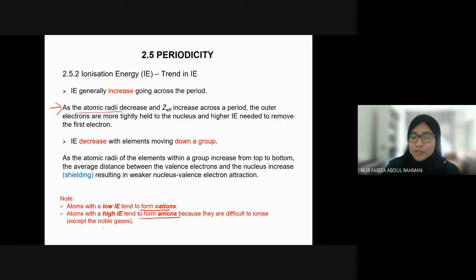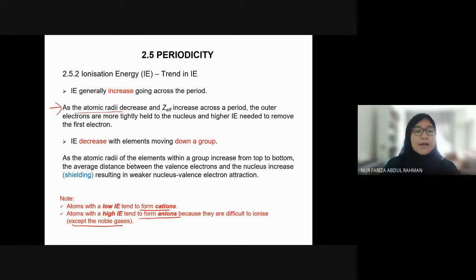Noble gas will not ionize at all because noble gas has reached stable electron configuration. That's why they are the exception, even though they sit in group block P. It will not ionize because it is already stable.